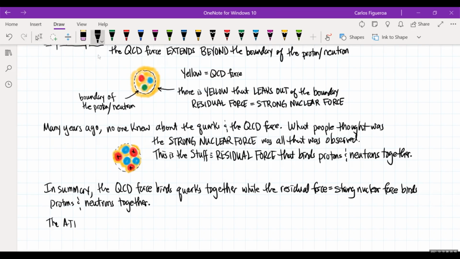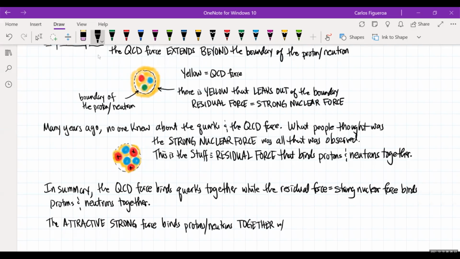The attractive, so it's more common to not say strong nuclear force. It's common to say the strong force. So the attractive strong force binds, and here we go, protons and neutrons together. I know I already said that, but we need to repeat this.